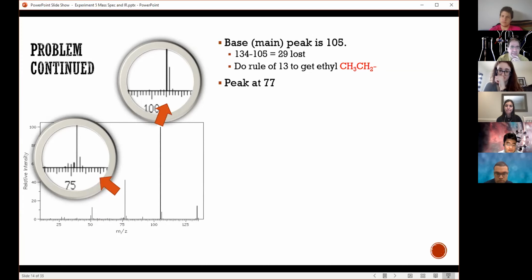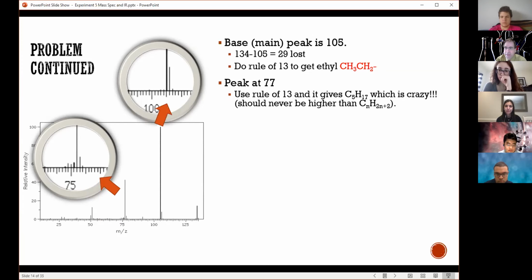Then let's look at that peak at 77. We can either say how did we get there, or what is it? So we use the rule of 13, and it gives us C5H17. And again, that's crazy. That's over the number of hydrogens we need. So 17 hydrogens, that's likely a carbon and 5 hydrogens. So let me try that.